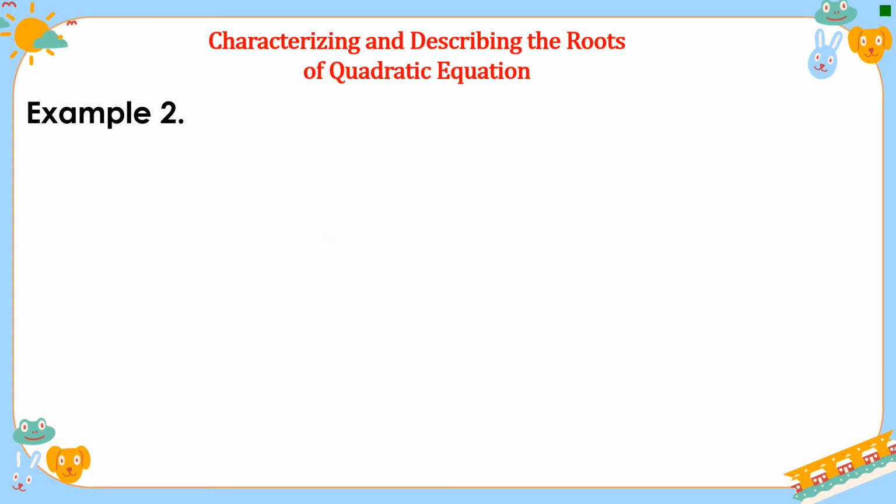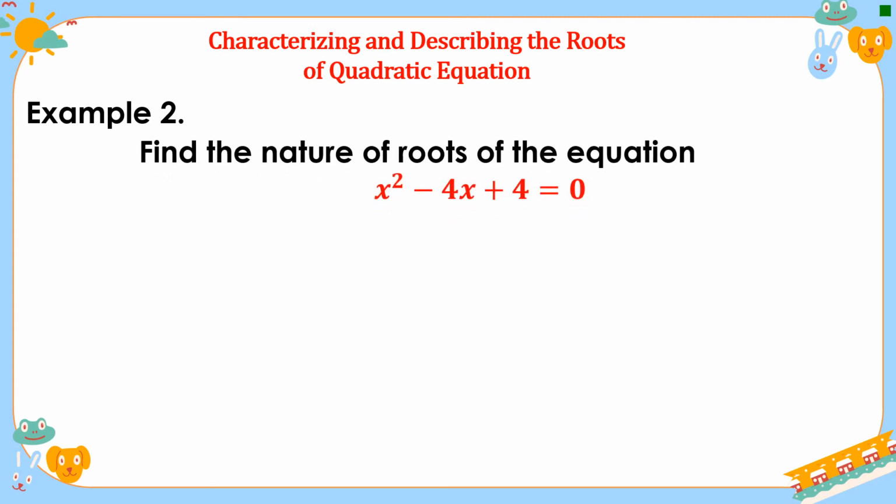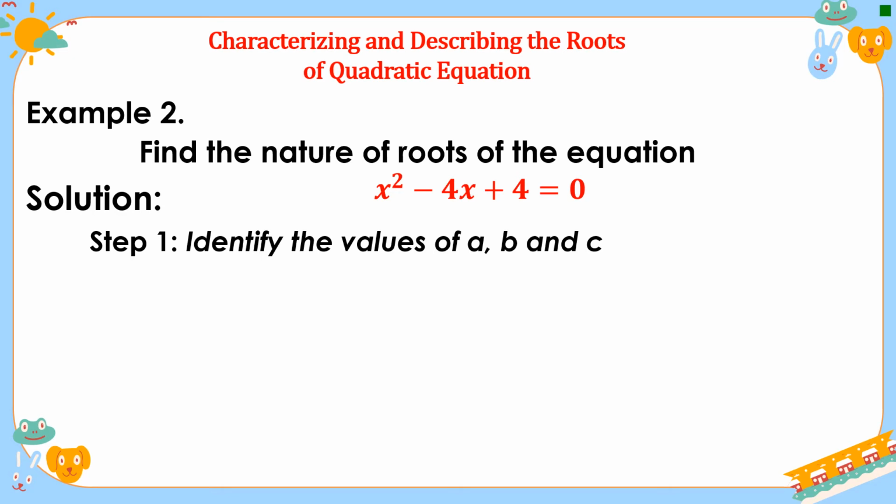Example number 2. Find the nature of the roots of the equation x squared minus 4x plus 4 equals 0. For our solution, first step, identify the values of a, b, and c. From the equation x squared minus 4x plus 4 equals 0, the value of a is equal to 1, the value of b is equal to negative 4, and the value of c is equal to 4.